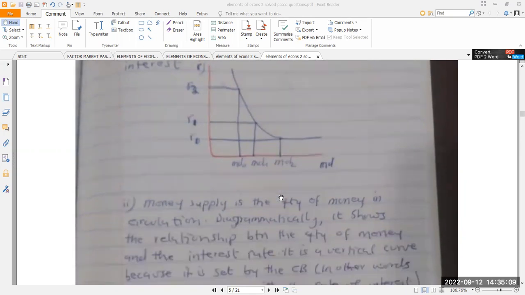And then for the supply of money function, that one too shows the relationship between the quantity of money in circulation and the interest rate. Okay, now at this level, we assume that the quantity of money is autonomous in that it is set by the central bank.